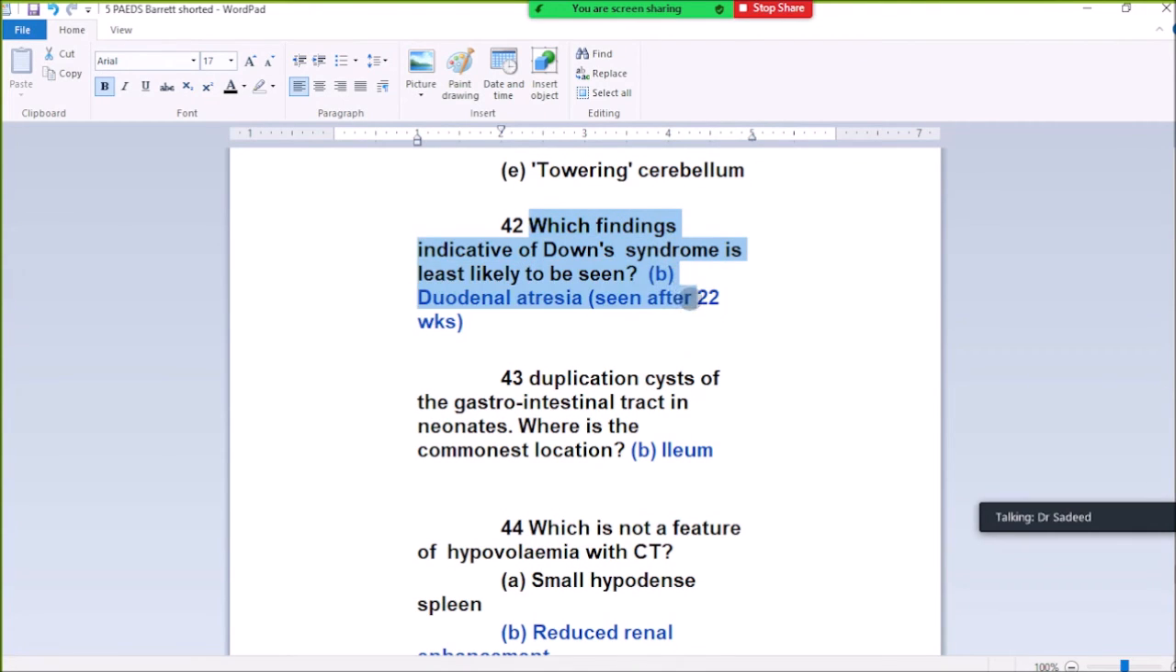This is a patient who is an 18-week fetus. We do an abdominal ultrasound and we suspect Down syndrome. The finding indicating Down syndrome that is least likely to be seen at 18 weeks of pregnancy is duodenal atresia, because duodenal atresia is seen after 22 weeks of pregnancy.